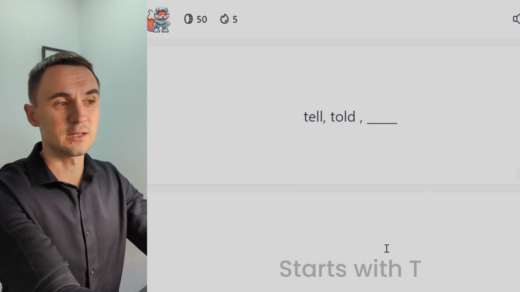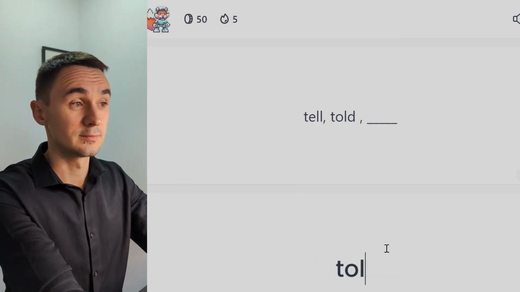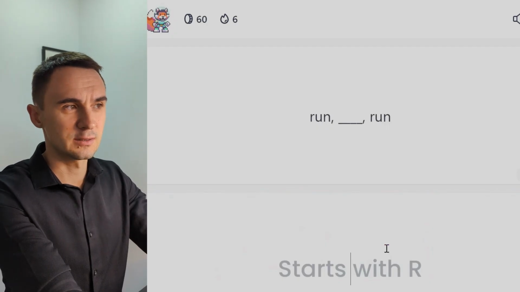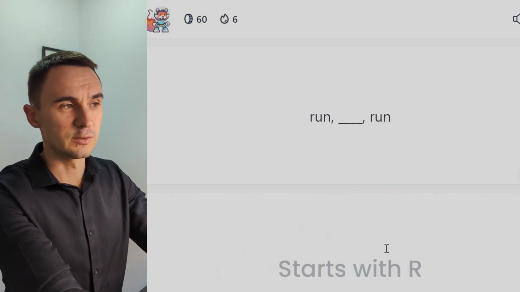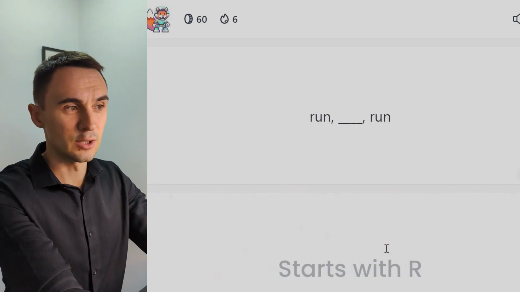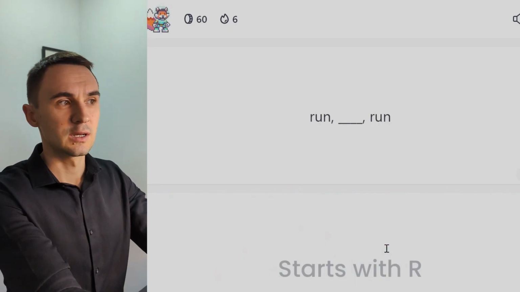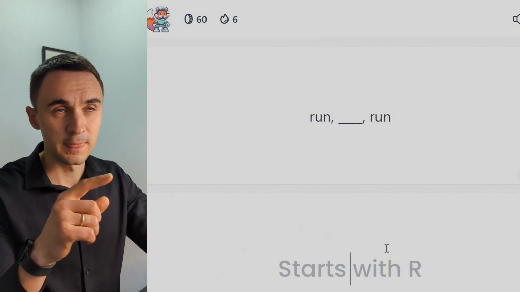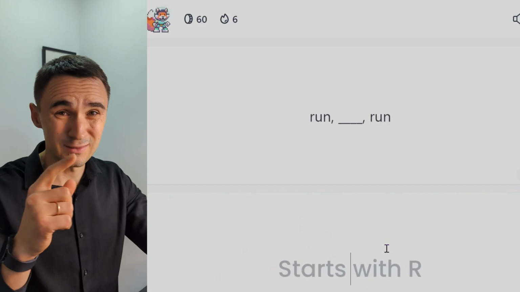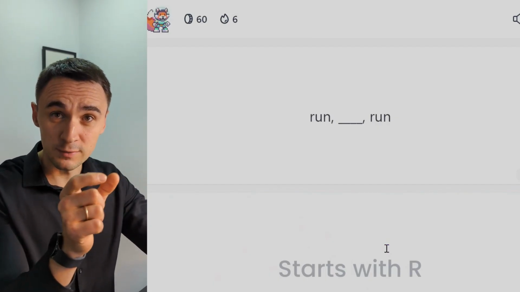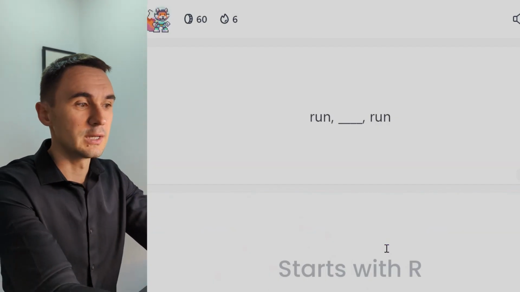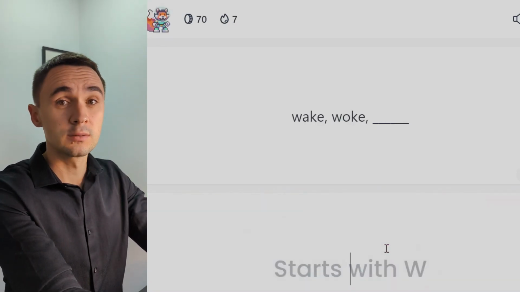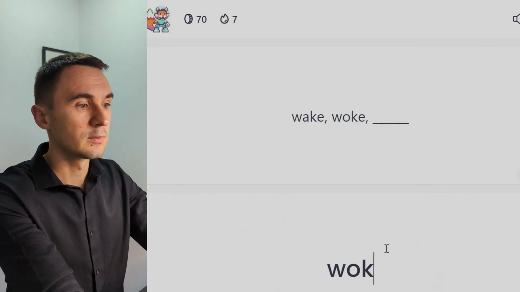So how about this one? Tell, told, told, yeah? Run, and you might think, oh, that's the moment where all 3 forms are the same. But no, that's not that pattern. It's come, came, come pattern, right? Just as in the verb come, the first and the third form are the same, but the middle one, the second one, is not the same. So it's run, ran, run, okay? Let's do a couple more. Wake, woke. What's the third form? Woken.